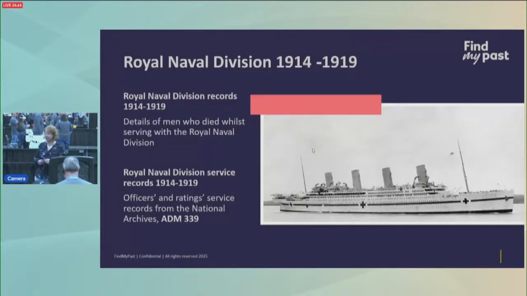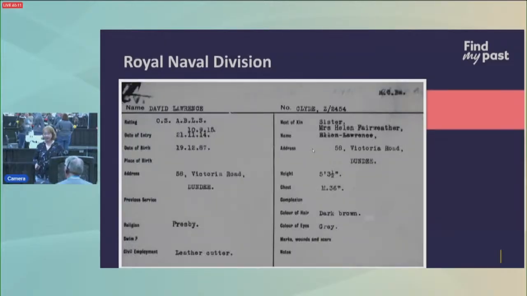You'll want to look at the Royal Naval Division collection from 1914 to 1919. This includes details of men who died while serving in the Royal Naval Division. And then the second set is for officers and their rating service records. That's the Royal Naval Division service records from 1914 to 1919. I know they all sound really similar, but they are very different collections.